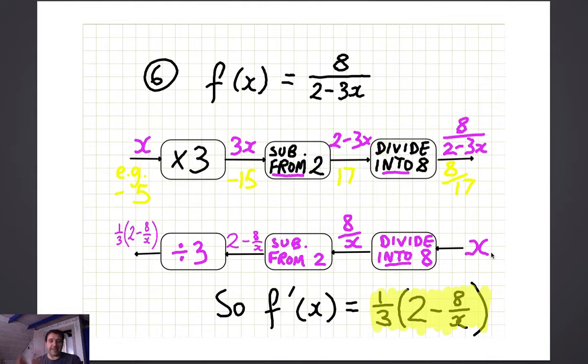So if I put x into all of those steps, going the other way down the diagram, starting with x, divide into 8, I get 8 over x. Subtracting from 2 makes it 2 minus 8 over x. And then dividing all of that by 3, so I've just stuck all of that in a bracket, and then a third of that. So if the original function f of x is 8 over 2 minus 3x, then the inverse function f dash of x is a third of, brackets, 2 minus 8 over x.